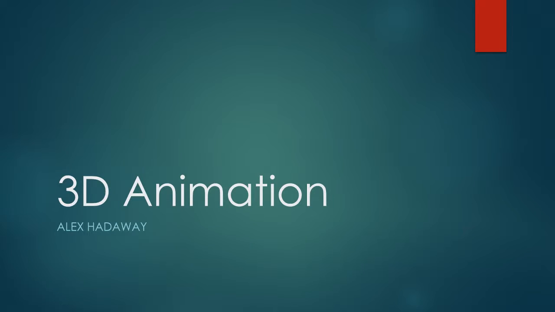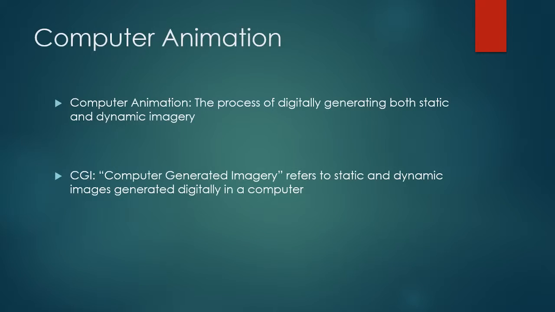This is Alex Hadaway doing a presentation on 3D animation, its technology, and how it was developed. Computer animation is defined as the process of digitally creating either static or dynamic imagery. This means that a computer-generated image is classified as animation even if it does not move.